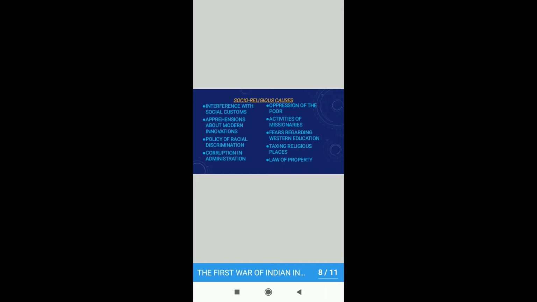Then the third point is policy of racial discrimination. We know that the Britishers considered themselves the superior most race. They considered Indians as the inferior class. They were white people and they considered Indians as black people. And because of this racial discrimination, they followed the policy of contempt.